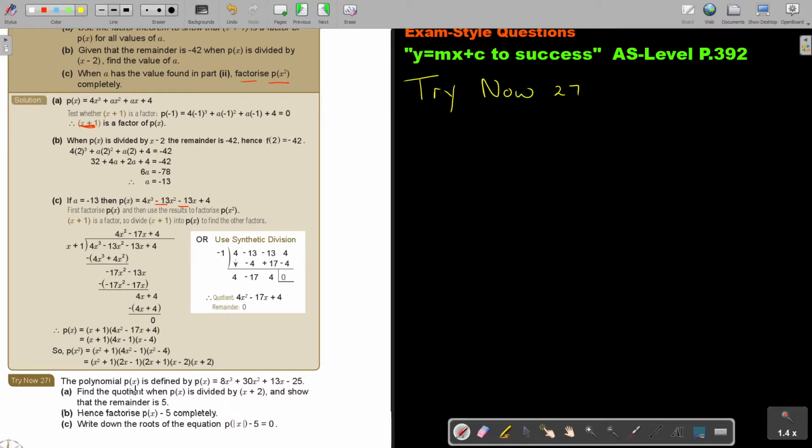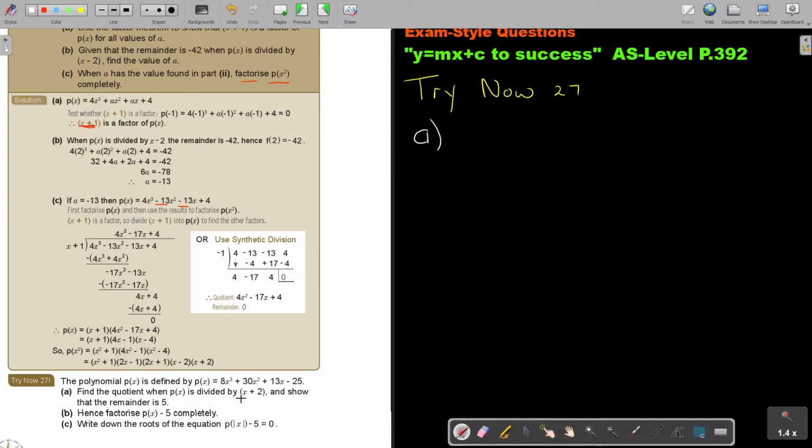The polynomial p(x) is defined by this. Find the quotient when p(x) is divided by x plus 2 and show that the remainder is 5. Basically, they just ask you to do a long division. Doesn't matter if you do long division or synthetic division, but you just have to do it. So I think in this case, let's go back to long division because in the previous one I did the short synthetic division. Okay, so let's start with number A.